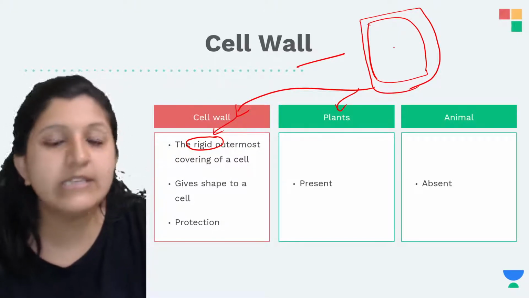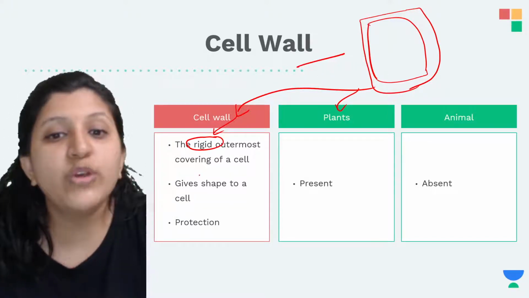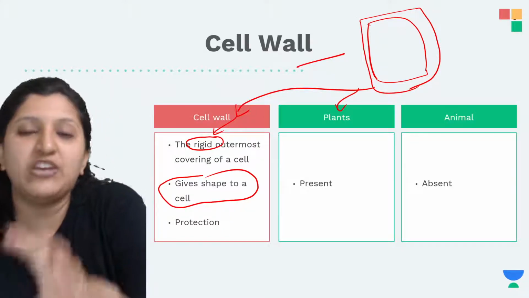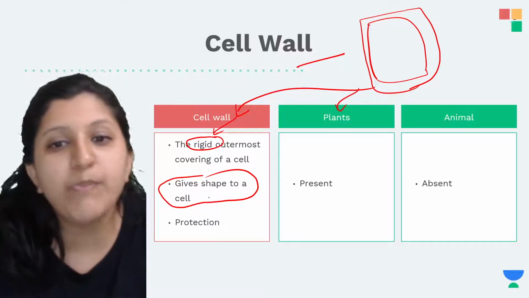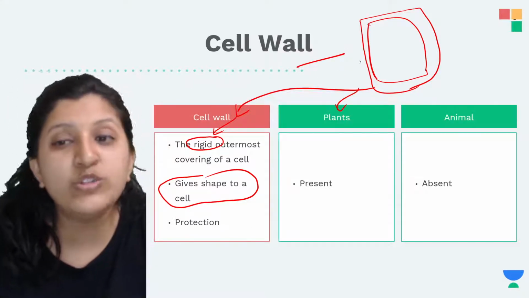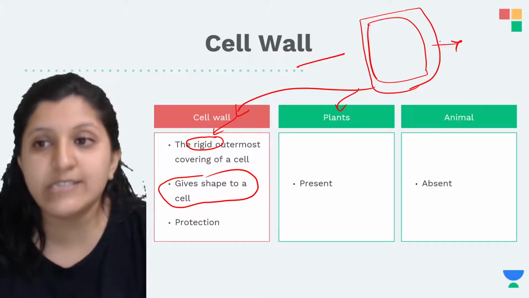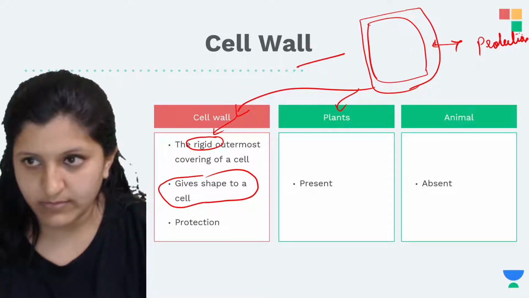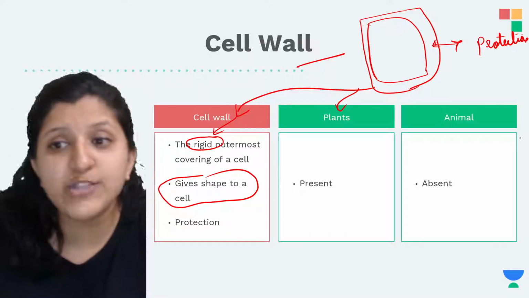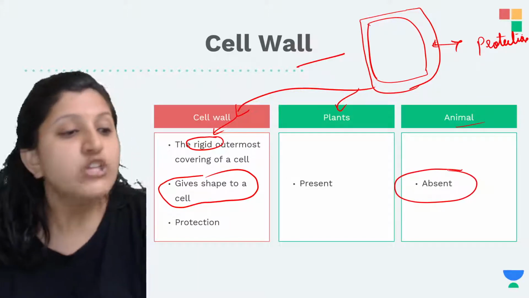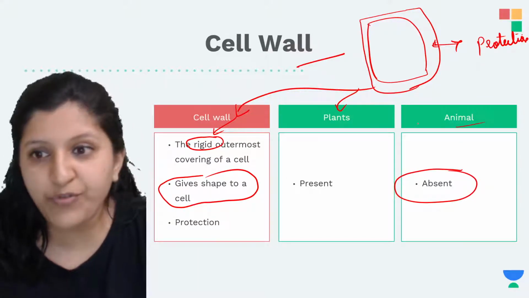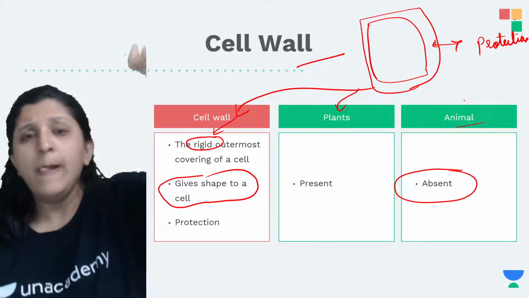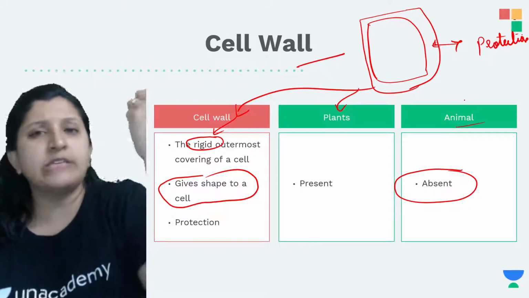Covering the cell is the cell membrane. The cell wall is going to give a shape to the cell. Since it is rigid, that cell shape will be maintained as such. Since it is tough, it can also provide protection. But in case of animals this is absent. We do not find a cell wall in animal cells, because they need not erect themselves.